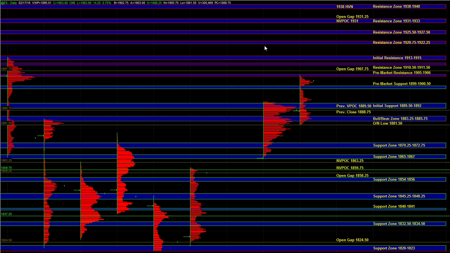But we do have to see continued upside momentum and broad market strength in order for ES to hold above 1899 to 1900 half and put in that continuation move. So that's what we're going to be looking for off the open.